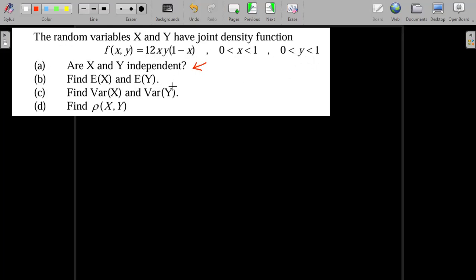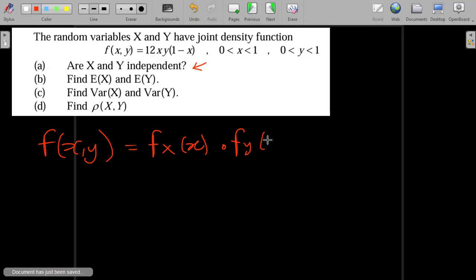So what you're going to do there is find the marginal PDF of X and also find the marginal PDF of Y, and then get their product. If their product is equal to the joint PDF, then we're going to conclude that X and Y are independent. So what we mean is that f of x, y, which is the joint, should be equal to the marginal of X multiplied by the marginal of Y. So now how do we find these marginals?